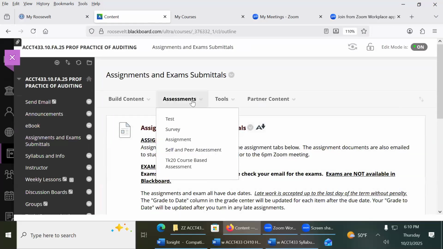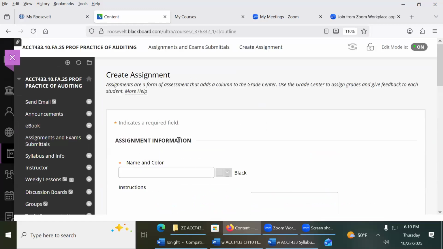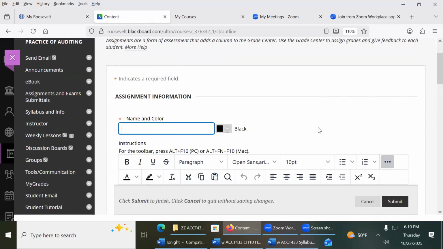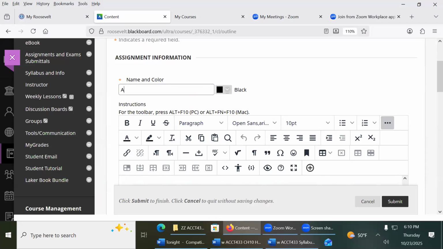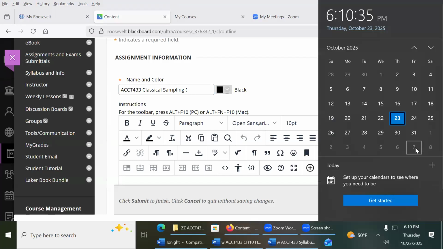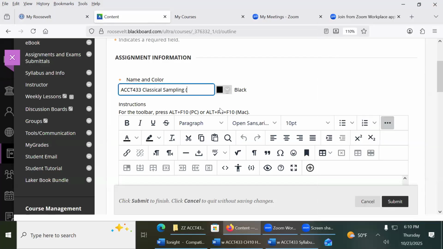Assignments and exams. So I'm going to show you. This is an assignment. I want to put it in here because I want to show you guys why you can put in as many as you want. So this is accounting, and this will be classical sampling. We're not going to get it done this week, even if we start on it. We'll say November 7th. They're all due Friday.